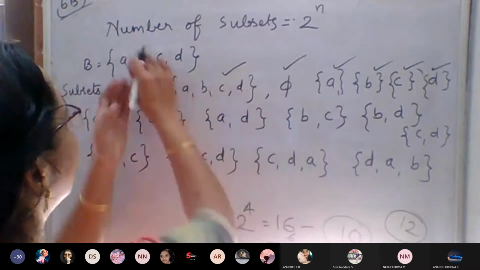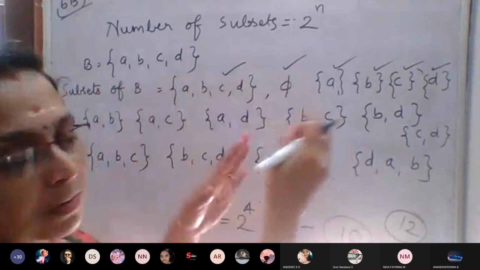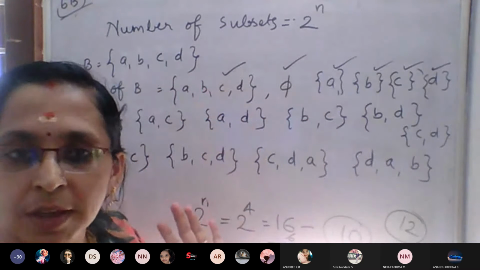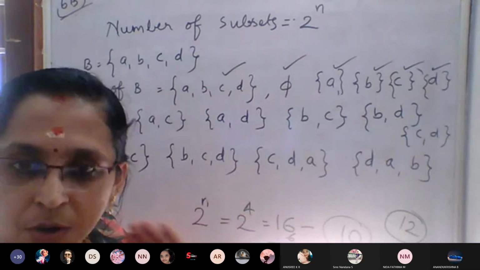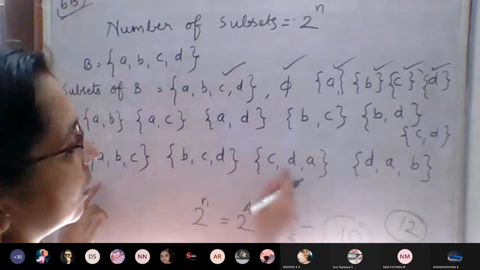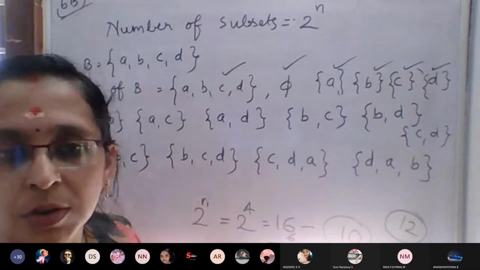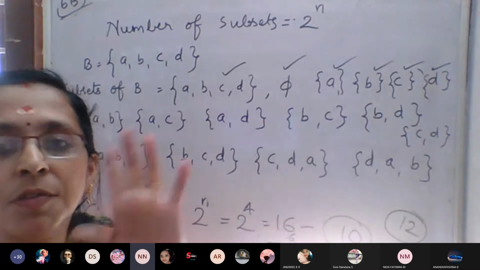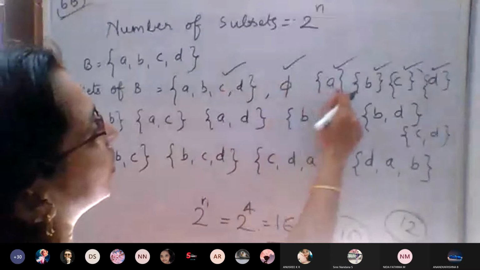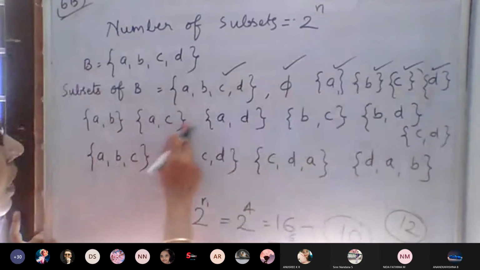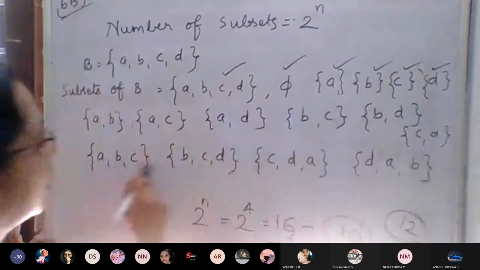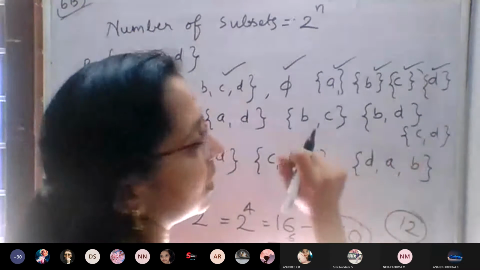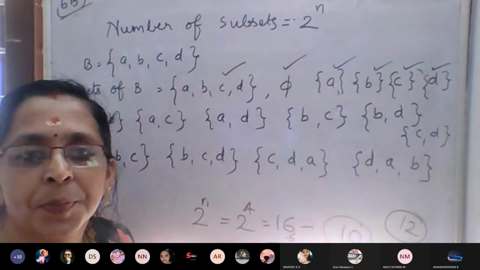Otherwise, simply taking A, B, then AB, then BC, then DA, don't do it that way. Do it in an order. So how do we get 1, 2, 3, 4? Remaining 4 also we got now. So total, 2 raised to 4 is what? 16. We got 16. Count it. 1, 2, 3, 4, 5, 6, 7, 8, 9, 10, 11, 12, 13, 14, 15, 16.